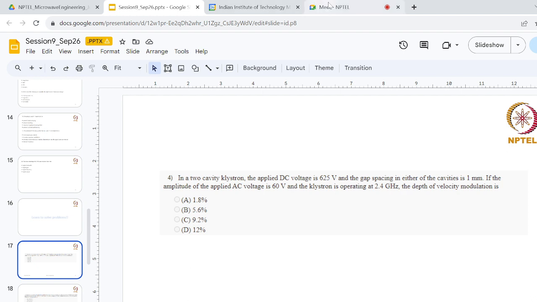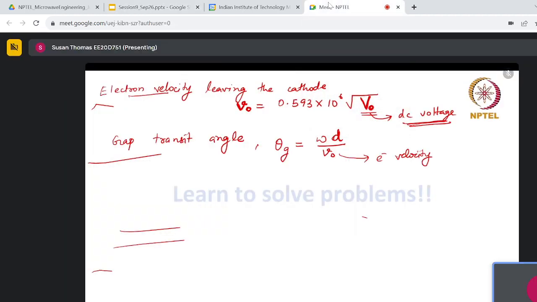So I hope you know what the gap spacing is. Gap spacing is based on the cavity. In each cavity there is a small space, and that spacing is called the gap spacing. So D is gap spacing, and omega is the angular frequency. If you are given F, you can get omega: omega will be 2 pi F.